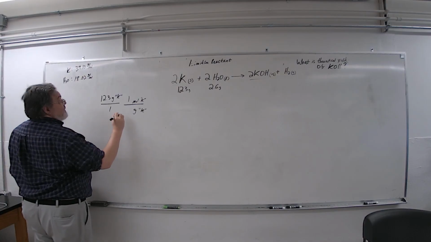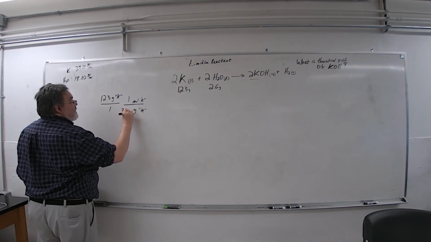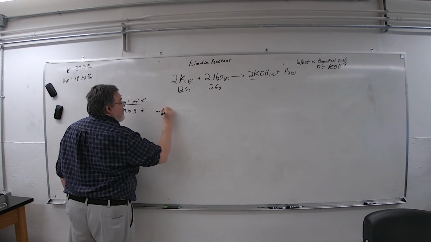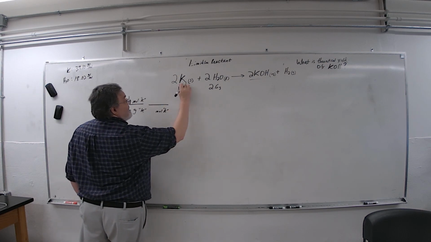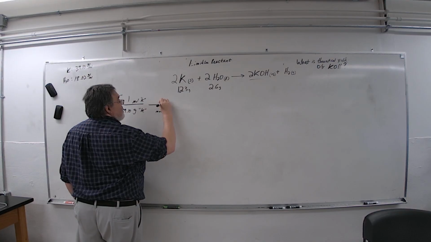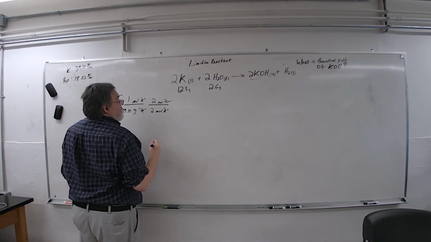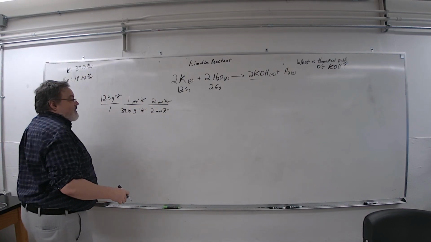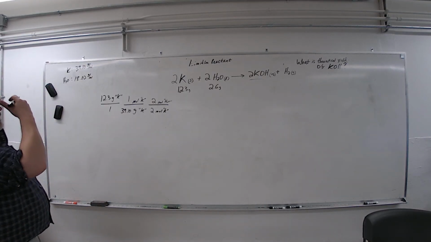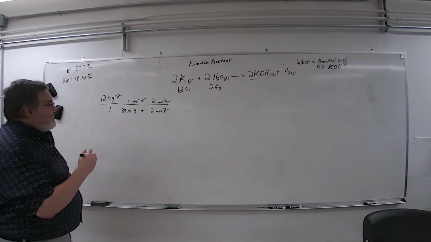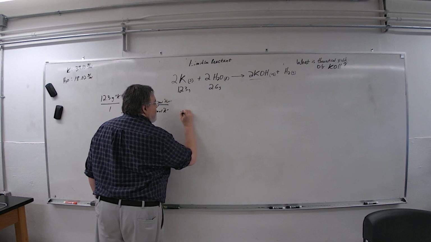One mole is 39.10. Now I've got moles of potassium. Potassium to H2O. It's 2 to 2. It's the same thing as just having ones there, but I usually just keep the coefficients when I do this. I think it makes it easier. 2 H2O. That's right. Mole of H2O.